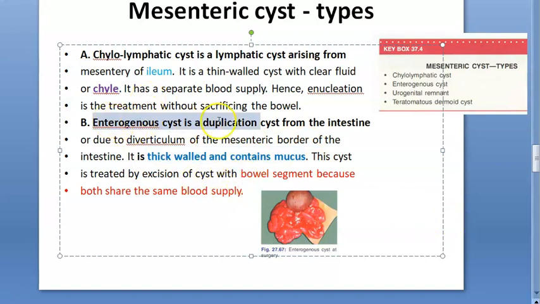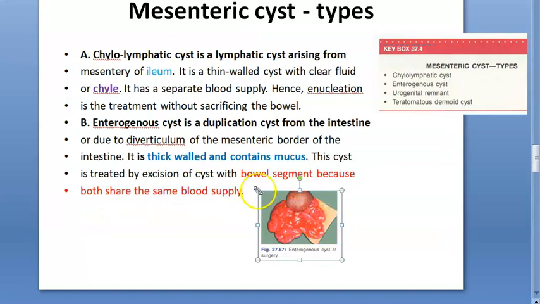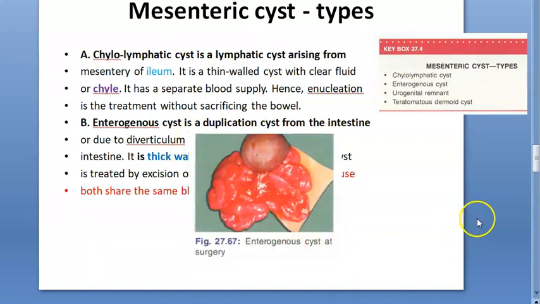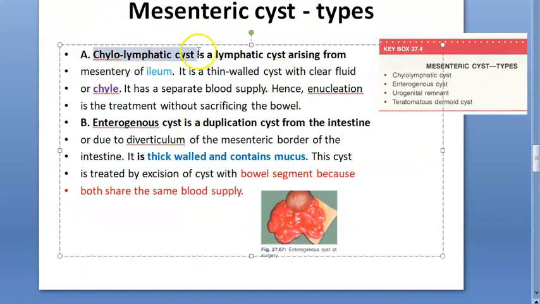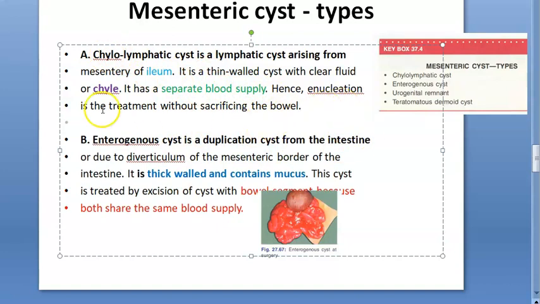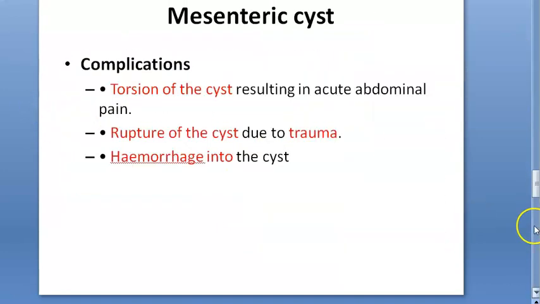The thing with the enterogenous cyst is it shares blood supply with the bowel. So some amount of bowel also you'll have to remove with the enterogenous cyst, which they have shown here. The good thing about chylolymphatic cyst is it does not share blood supply. So you can just enucleate it without sacrificing the bowel. Chylolymphatic is slightly better, because it has its own blood supply.